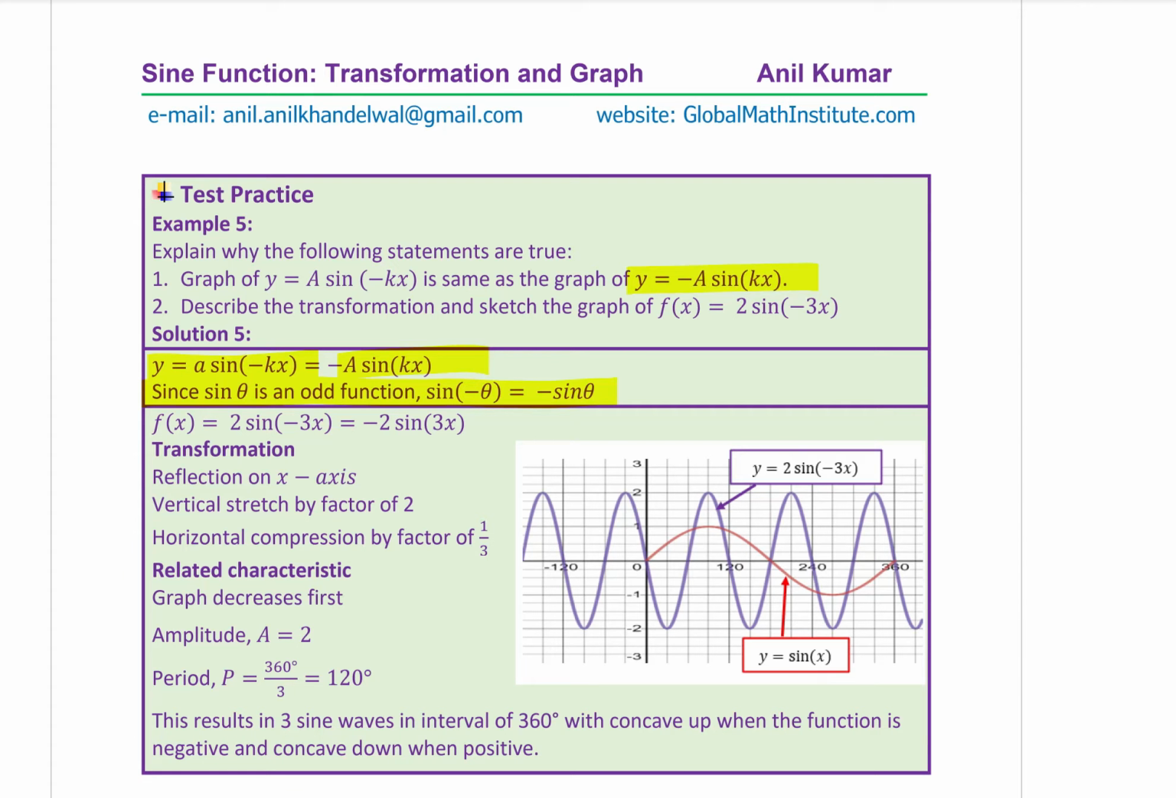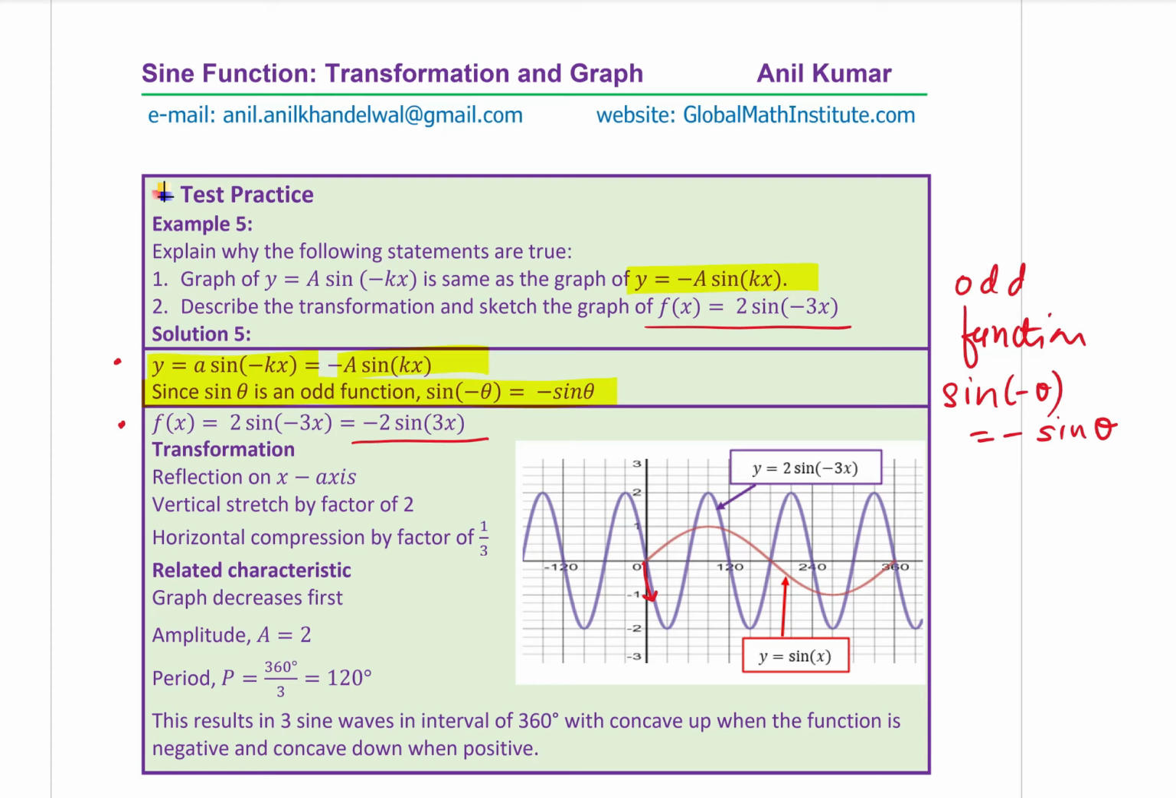Because sine basically is an odd function, right? That is what it is. So remember, sine is an odd function, and therefore, sine of minus theta is equal to minus sine theta. Correct? Now let's look into the second part, which is describe the transformation and sketch the graph of y equals 2 sine of minus 3x. So we could rewrite this as minus 2 sine 3x. And that means that the graph will go downwards, correct? As shown here from the starting point.